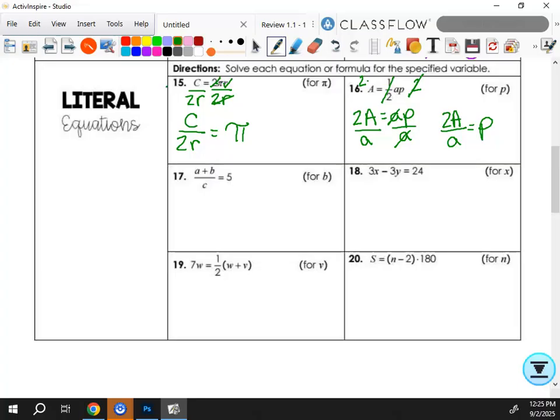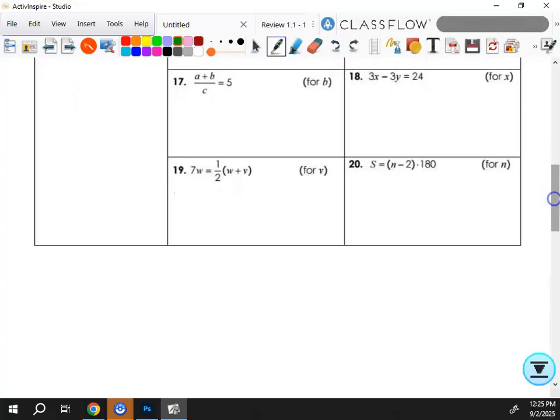Okay. What questions we got? All right. Looking at 17, regardless of what we're trying to solve for, what do we want to get rid of first? The fraction. We always try to get rid of the fraction if we can, right? So I'm going to multiply both sides by c. On the left, they're going to cancel out. So I get a plus b equals 5 times c.